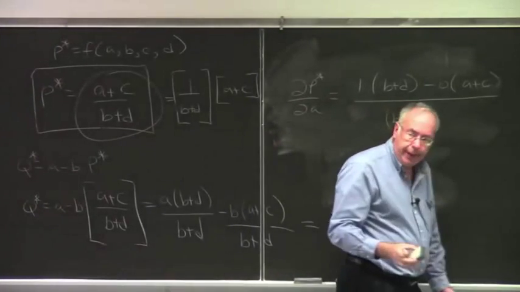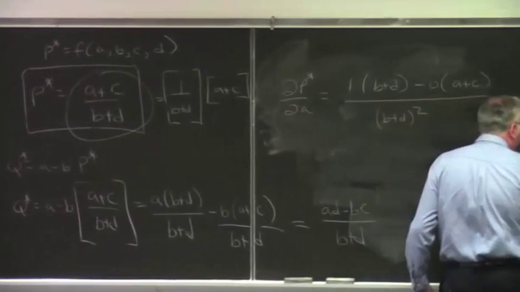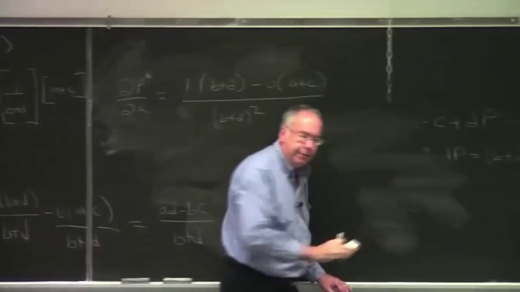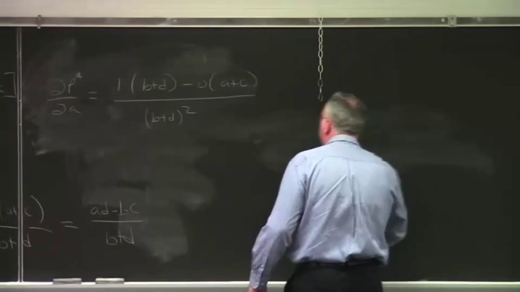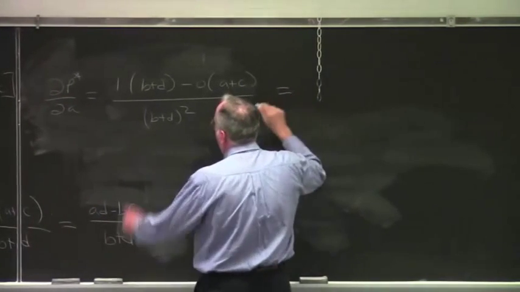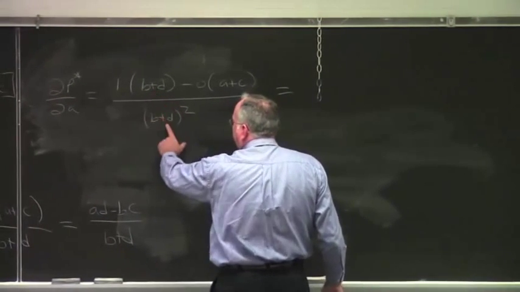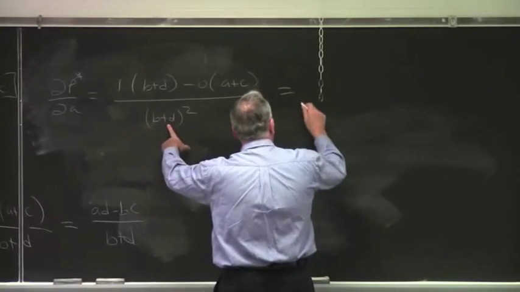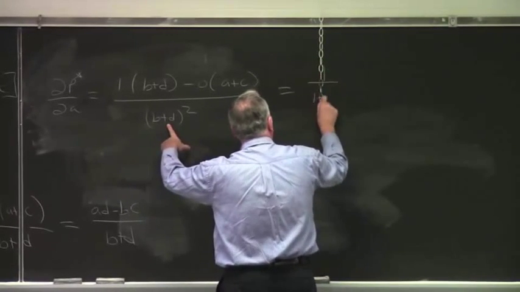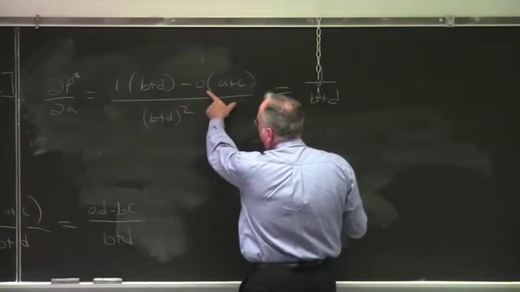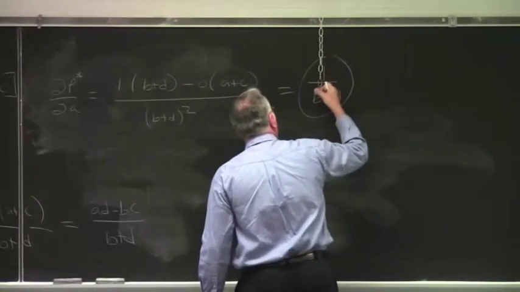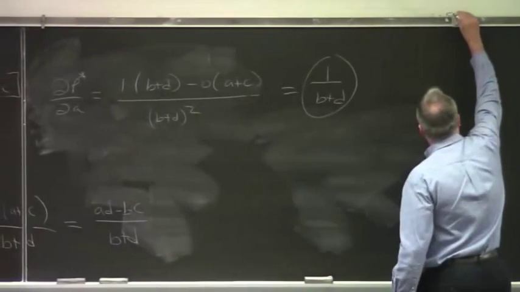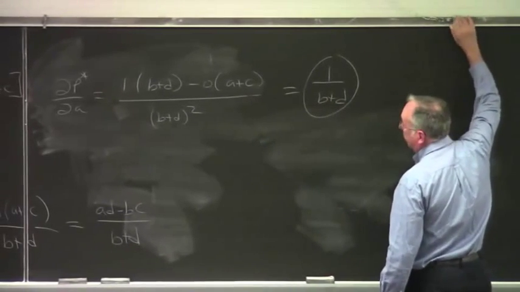See, the beauty of mathematics is no matter which way you do it, as long as you use a valid method, you'll get the same answer. So we better get the same answer we had before. So here we have b plus d over b plus d squared, which just gives us 1 over b plus d. We have a 0 here, so this just drops out. So this is our answer. 1 over b plus d. Same answer we got before.